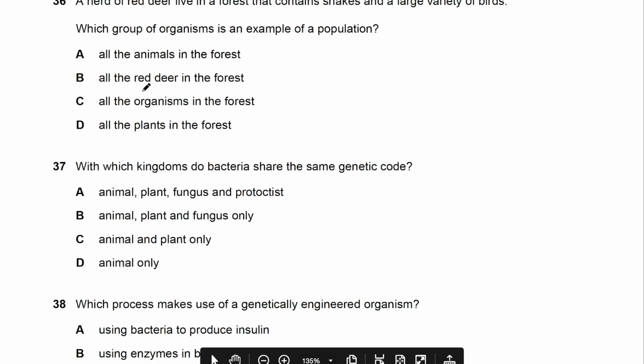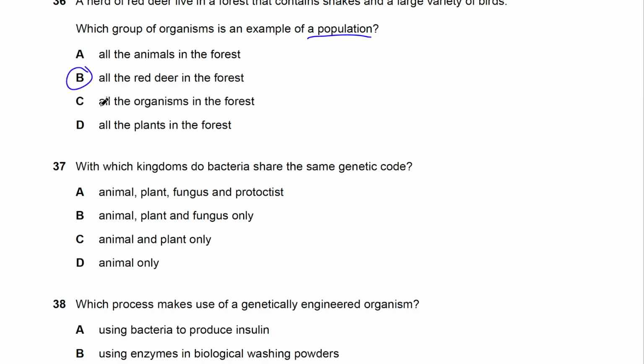A herd of red deer live in a forest that contains snakes and a large variety of birds. Okay, this is a big community. Which group of organisms is an example of a population? Simple. All the animals in the forest? No. All the red deer in the forest? Yes, that's right. But let's make sure. All the organisms in the forest? Again, no. All the plants in the forest? No, because the plant is not only one type. So we go for answer B.